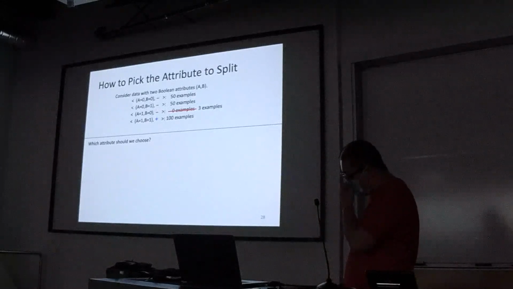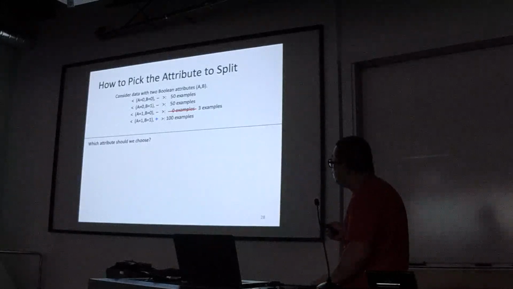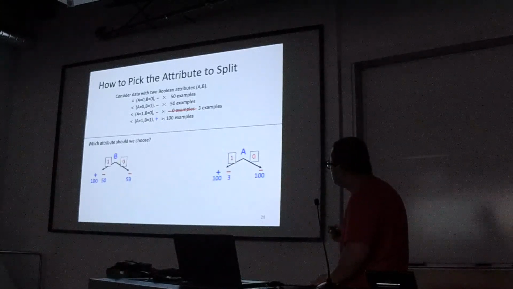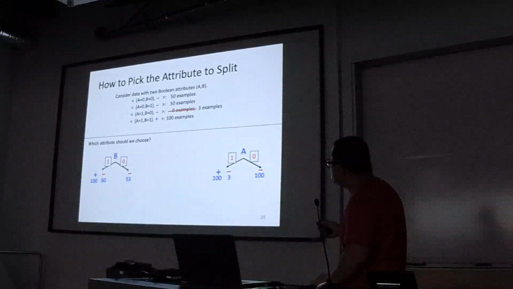So similarly, we just test manually. We use A to split data first and see what happens, and use B to split data to see what happens. If you use A to split, A is 1, now it's not purely labeled because we have 100 positive examples and 3 negative examples. So this is not a leaf node. And for A is 0, we have 100 negative examples, which are uniquely labeled as negative.